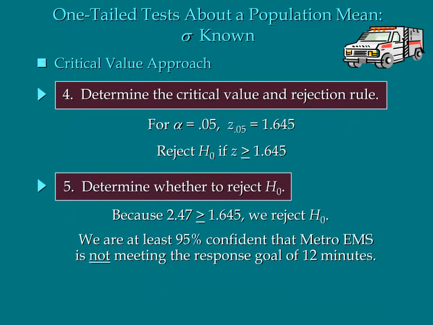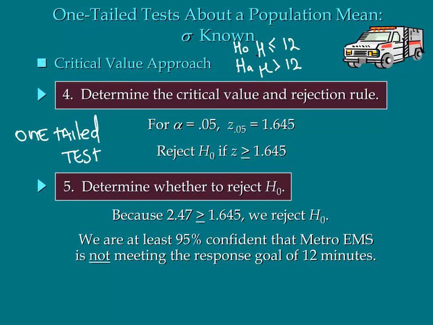Now, we're going to use the critical value approach here. Determine the critical value for the rejection rule. Alpha equals 0.05. Just as a remark, it's always well worth stating this again and again. This was a one-tailed test. We had less than or equal to in the null hypothesis, and greater than in the alternative hypothesis. That means it was a one-tailed test.